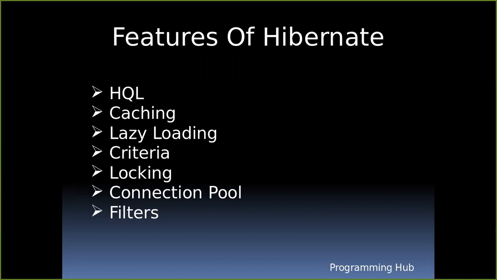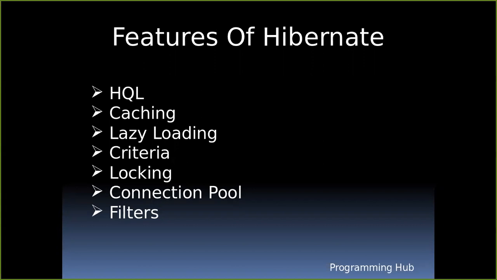Next is caching. Caching is a mechanism which improves the performance of an application. The caching mechanism reduces the number of trips between the Java application and the database. Hibernate maintains two levels of caching. When an application wants some data from the database, Hibernate first verifies the data in the level 1 cache. If the data exists in the level 1 cache, it is loaded from the level 1 cache only. If it does not exist in the level 1 cache, then Hibernate goes to the level 2 cache.